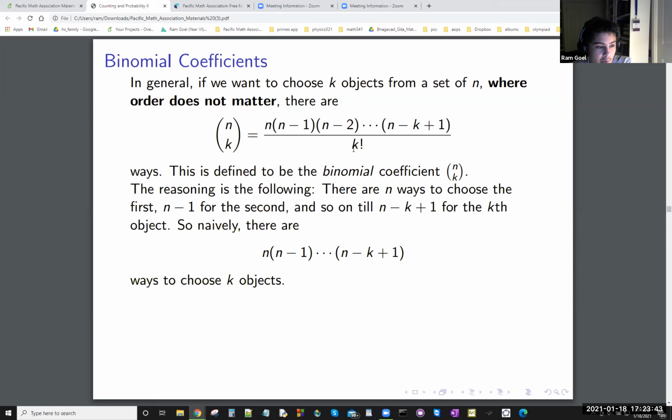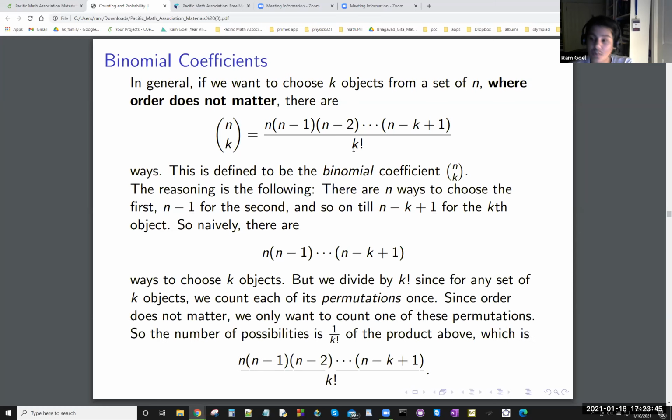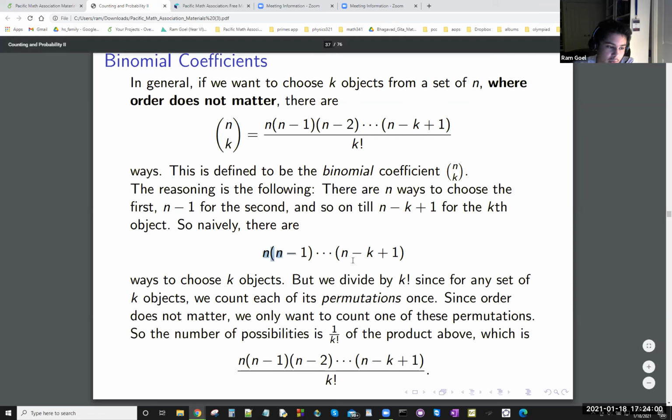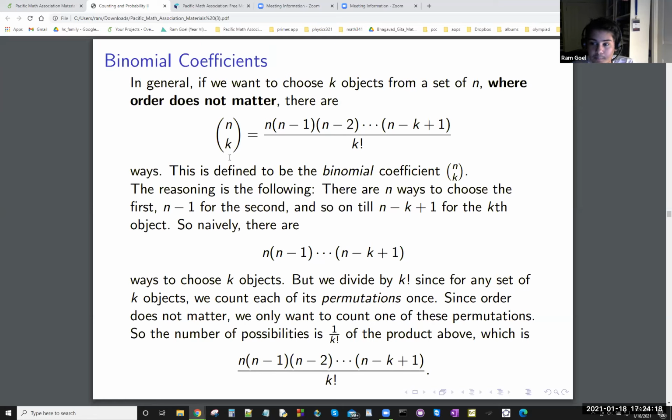So naively, there's this many possibilities, but for any set of k objects we choose, k factorial of the orderings match the same thing. So we only want one of those k factorial in the final count. So the total count is 1 over k factorial times n times n minus 1 times all the way to n minus k plus 1, which is n times n minus 1 all the way to n minus k plus 1 over k factorial. And that's defined to be this n choose k. This thing right here is like an n divided by k with parentheses around it, but with the bar removed. We call this n choose k. All right.